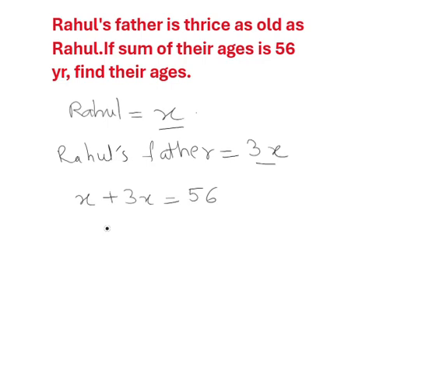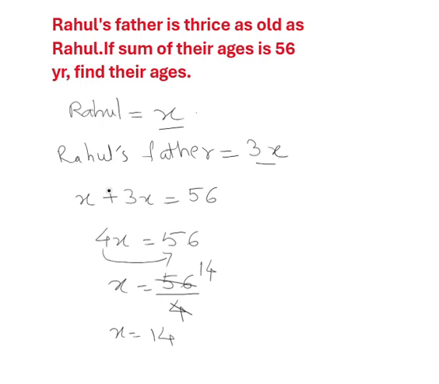So x plus 3x will be 4x is equal to 56. Now this 4 will go here in the division part as it is in the multiplication part here. So 56 divided by 4. It will easily get cancelled and you will get here 14. So x is equal to 14.